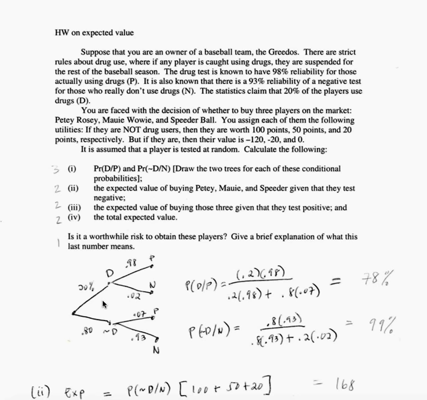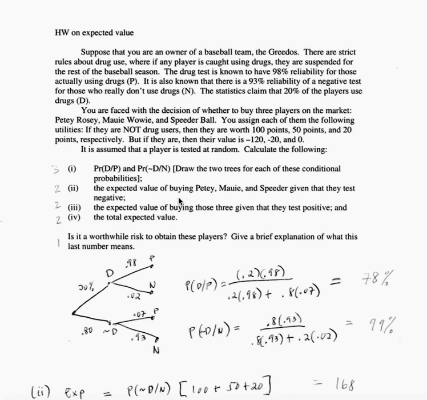So it splits into two sides, D, drug user, and not D. If you know that 20% of the players are using drugs, that means 80% are not. And then for each of those groups, they can either test positive or negative, and the numbers here are just read off of that. So you should be able to do this by now. This is just basically what we've been doing before.